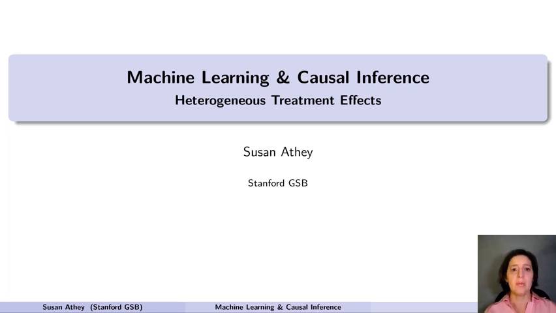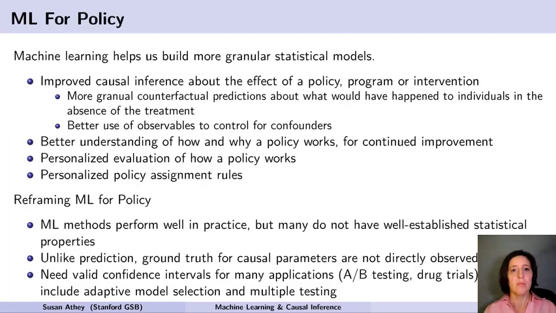In this lecture, I'm going to be talking about new methods developed in the last 10 years or so to use machine learning to estimate treatment effect heterogeneity. That is, how treatment effects vary with observable characteristics of individuals. Machine learning has a lot of potential for improving our ability to do policy analysis with data.